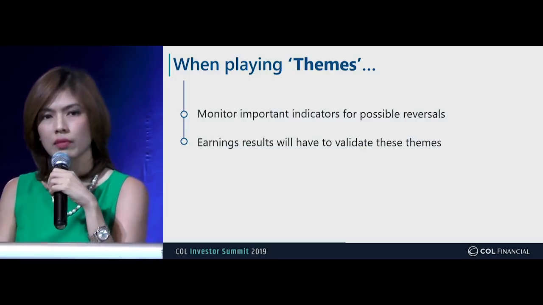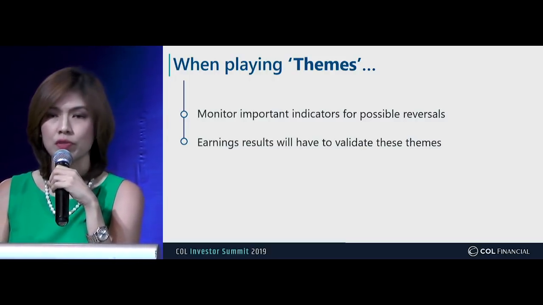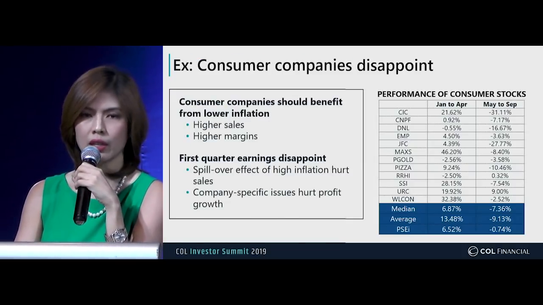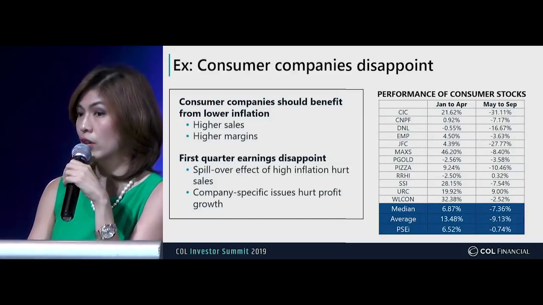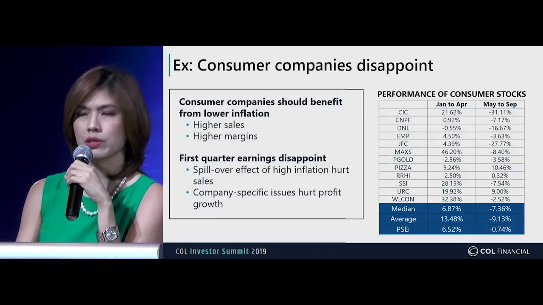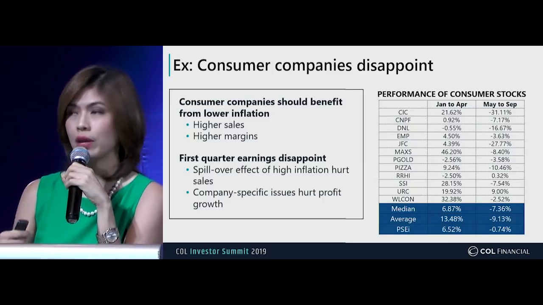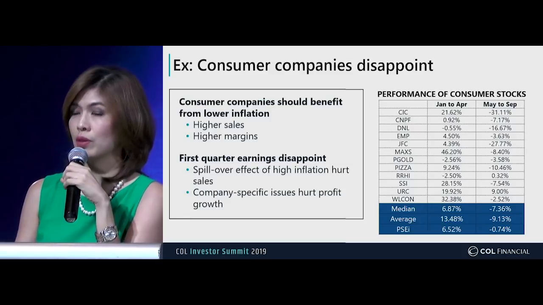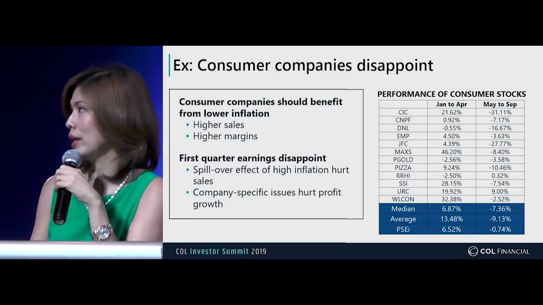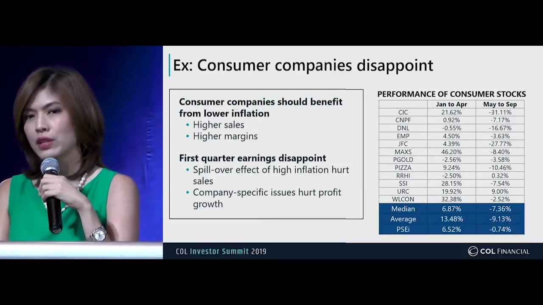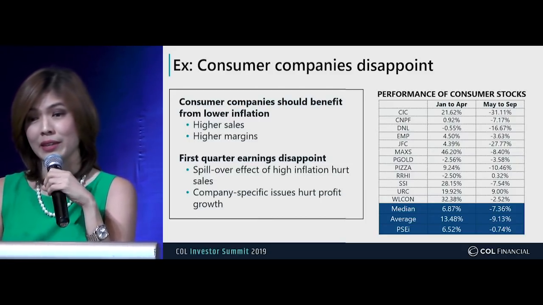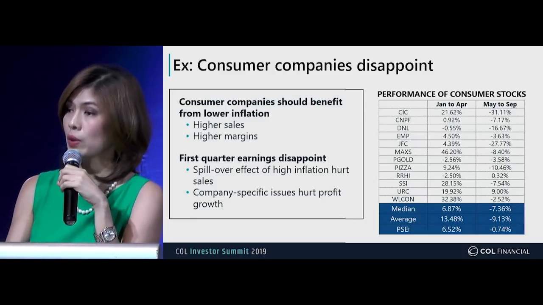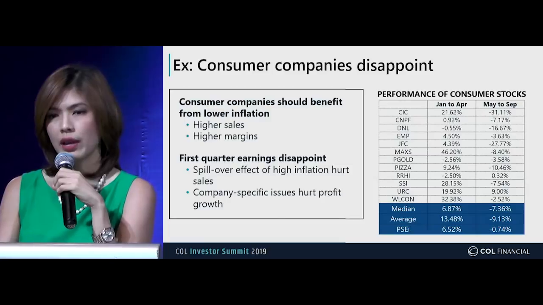Okay, and finally, the earnings results will have to validate your themes. Just want to give you an example again. During the start of the year, we were saying, and not only us, a lot of fund managers and analysts were saying consumer stocks should benefit from the falling inflation environment. Of course, because with lower inflation, you will see more people buying consumer products. And since raw material costs are going down, these companies will earn higher margins.